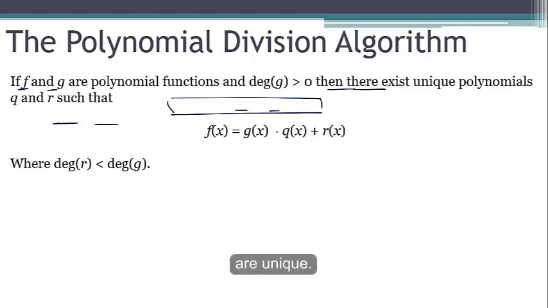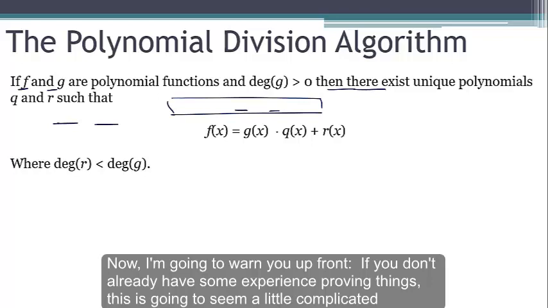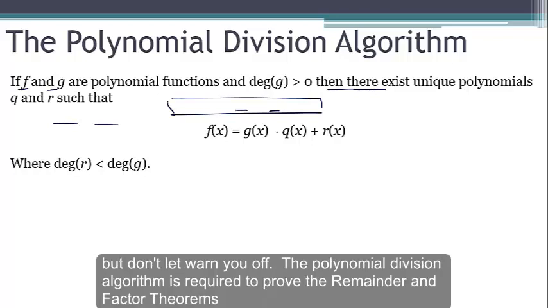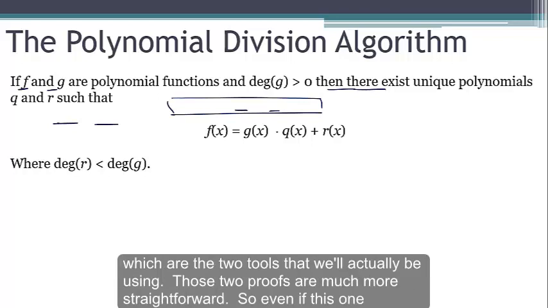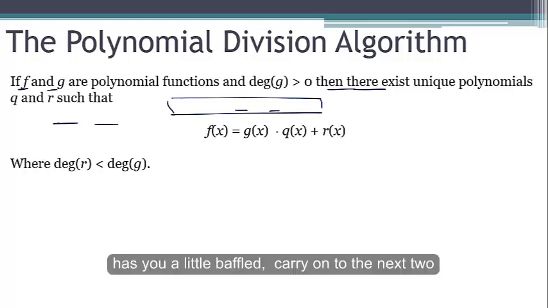Now, I'm going to warn you up front. If you don't have some experience proving things already, this one is going to seem a little complicated. But don't let that warn you off. The polynomial division algorithm is required to prove the remainder and factor theorems, which are the two tools that we'll actually be using. Those two proofs are much more straightforward. So even if this one has you a little baffled, carry on to the next two, and I think you're going to find that they're more accessible.